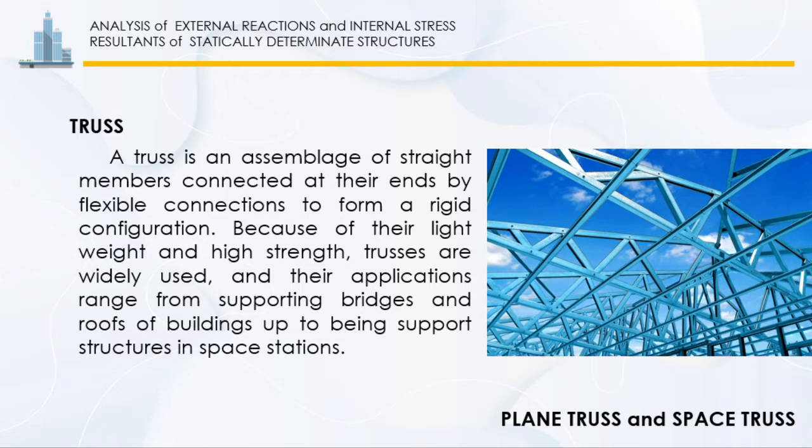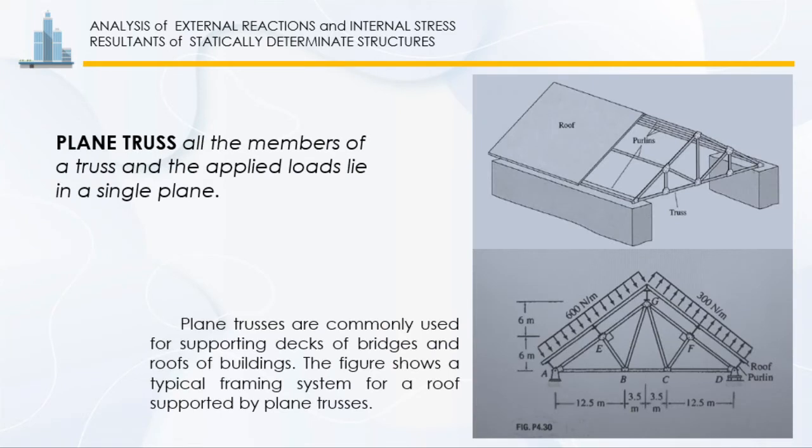In analyzing truss, it can be classified as plain truss and space truss. When we say plain truss, all the members of a truss and the applied loads lie in a single plane. Plain trusses are commonly used for supporting decks of bridges and roofs of buildings. The figure shows a typical framing system for a roof supported by plain trusses. In this case, two or more trusses are connected at their joints by purlins to form a three-dimensional framework.